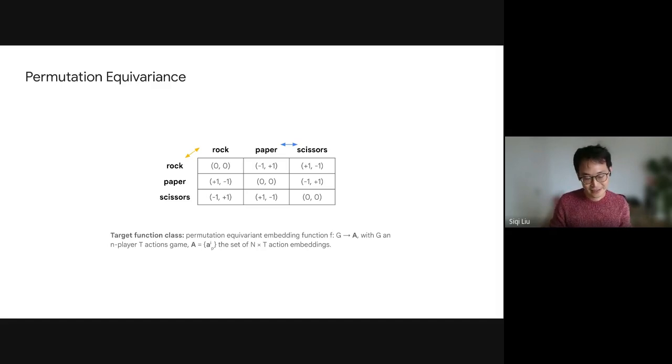Nothing strategically would change. So the first intuition would be that for this representation learning setup, the function class we should target would be an equivariant embedding function that goes from an input game tensor, a payoff tensor, to a set of action embedding vectors. So from G to A here. Now, if G is n players with T actions each, then we'll have n times T action embedding vectors. And ideally, the property we would like is that if I were to swap the ordering of the columns of the actions or the players, then that permutation would be reflected in the outputs too.